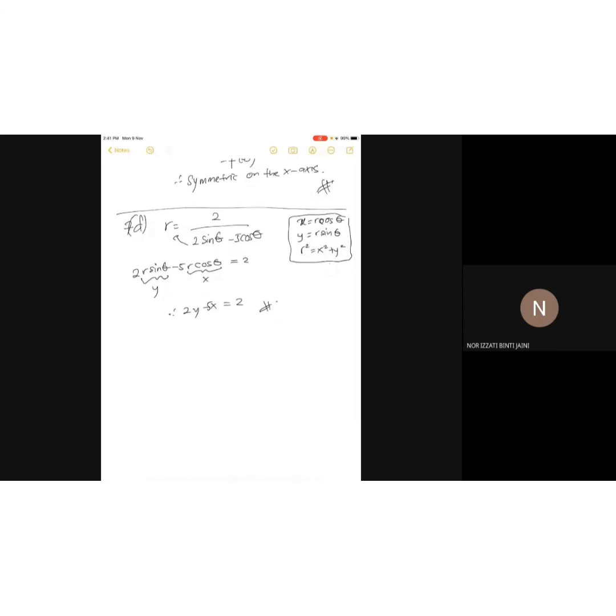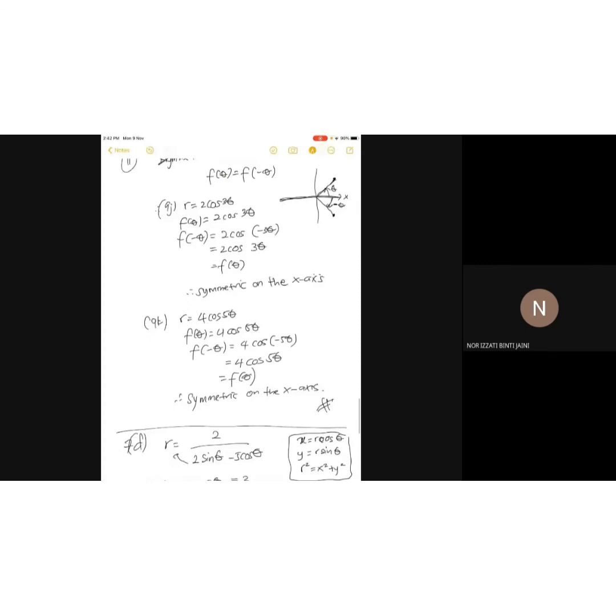Okay, 7e. R equals to 6 cosec theta. Okay, what is cosec? So cosec is actually 1 over sin theta. So secant theta is 1 over cos theta. Cosecant theta is 1 over sin theta. And then what we call cotangent theta is 1 over tangent theta. So sekali lagi sini ada r, you boleh bawa ke sana, dapatlah r sin theta equals to 6. So r sin theta apa dia? Y. So y equals to 6. So that's how you get the answer.